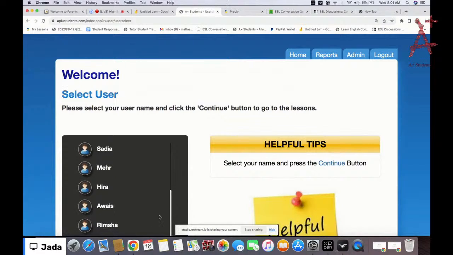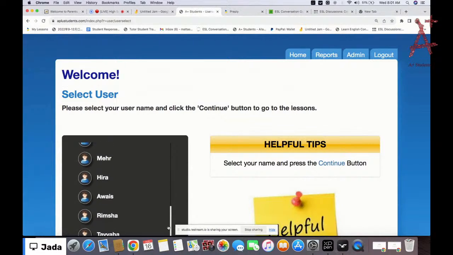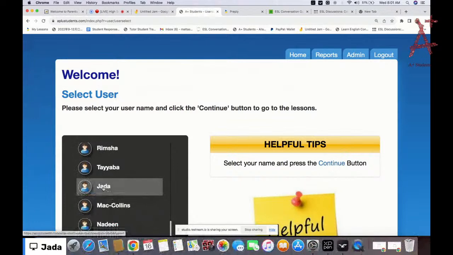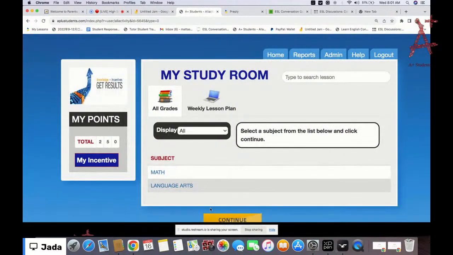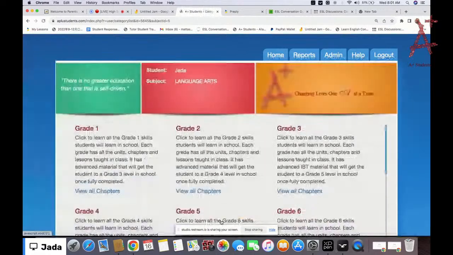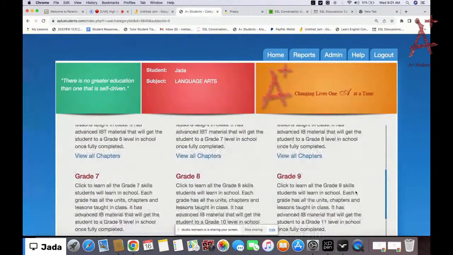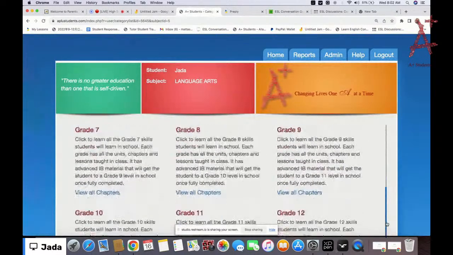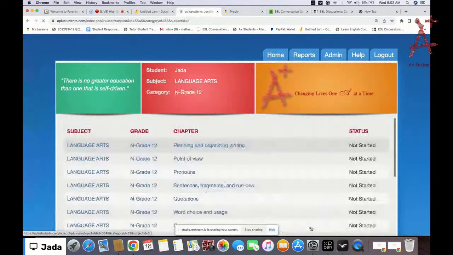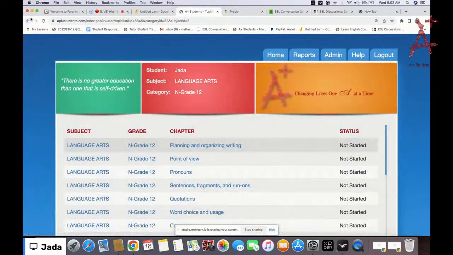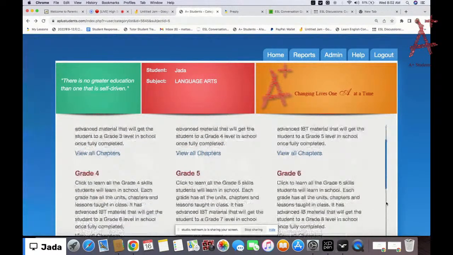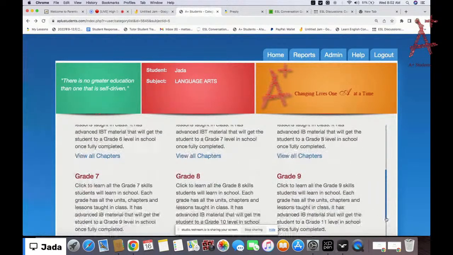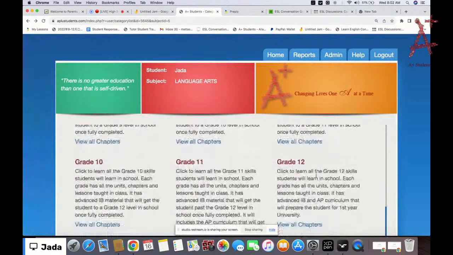you click on the grade that you're working on. So we're working on grade 9 today, which is language arts. Okay, so we'll scroll down to grade 9. Oh, sorry, that was grade 12. So we'll just go to grade 9, log in, and then you click on your chapter, then the lesson.